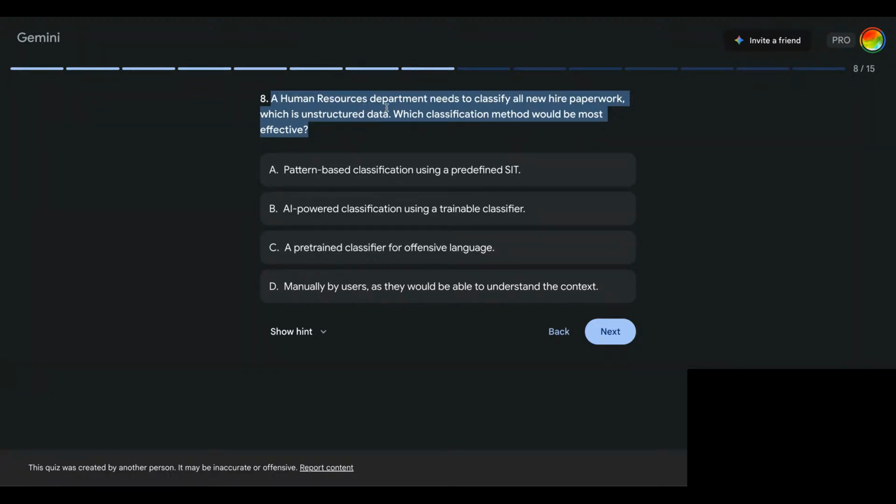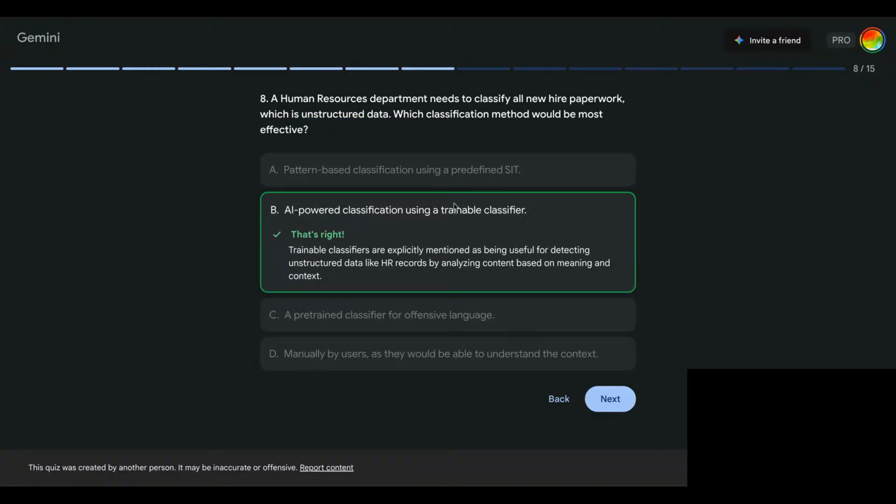Number 8, the human resource department needs to classify all new hire paperwork, which is unstructured data. Which classification method would be most effective? So for unstructured data, which classification method will be most effective? So the keyword is unstructured. What is unstructured data? Maybe let's start there. Okay, Sharon, you're saying B, AI powered classification. Yes, AI will be able to read unstructured data better than any other method here.